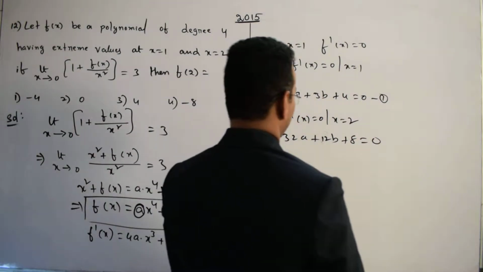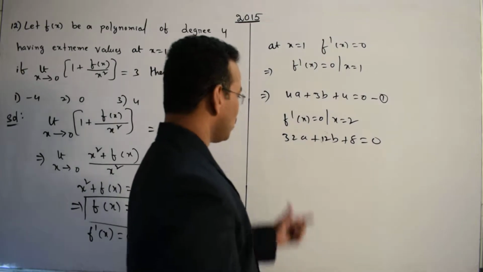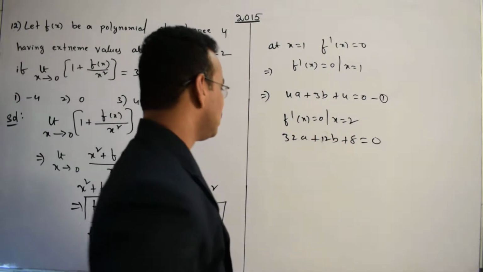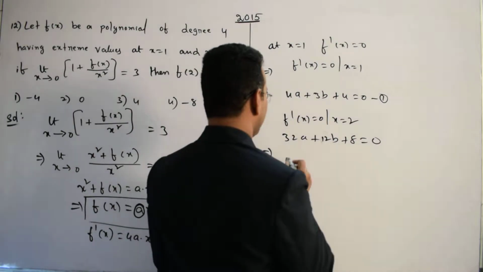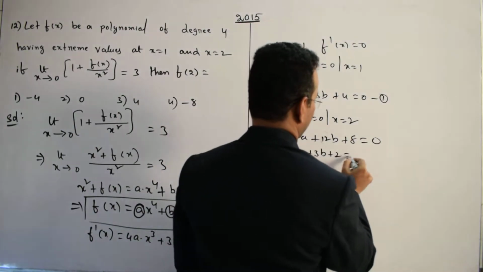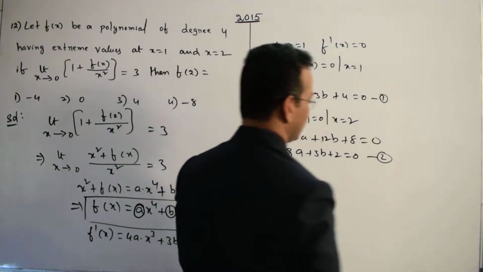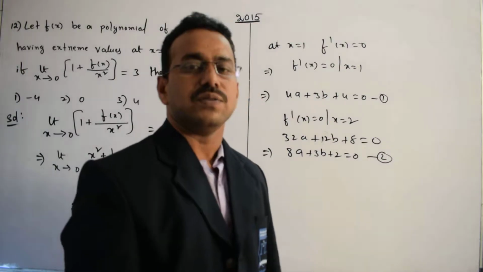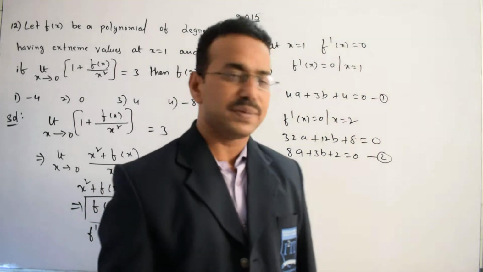Now this is equation 2, but there is a common 4 in each and every term. You can divide with 4 throughout the equation. This implies the above equation becomes 8a plus 3b plus 2 equal to 0. You can take this as equation 2. Now by solving these two equations 1 and 2, we will get the values of a and b.